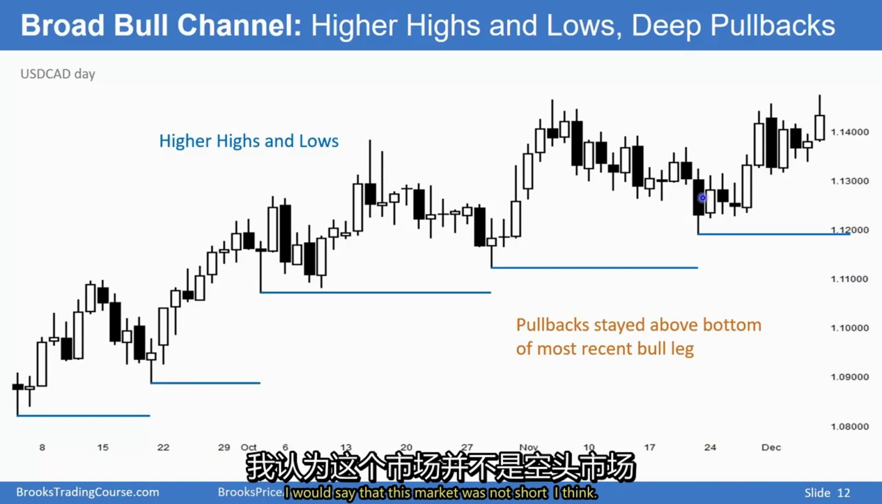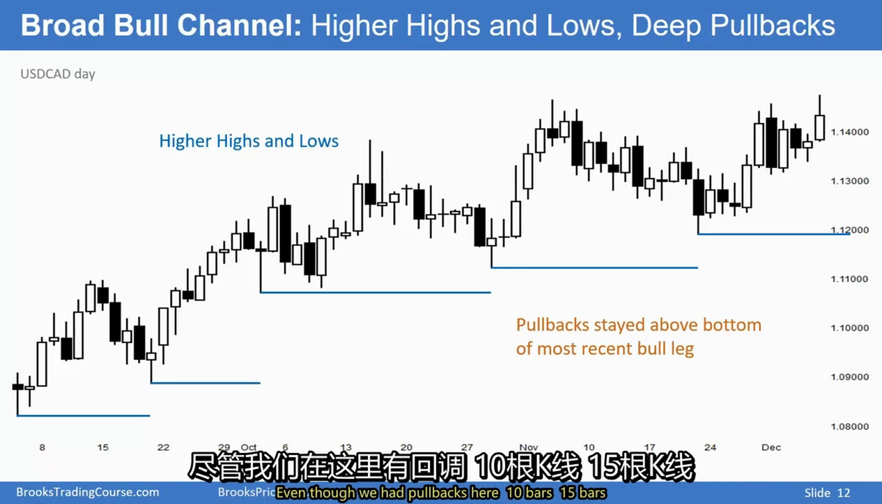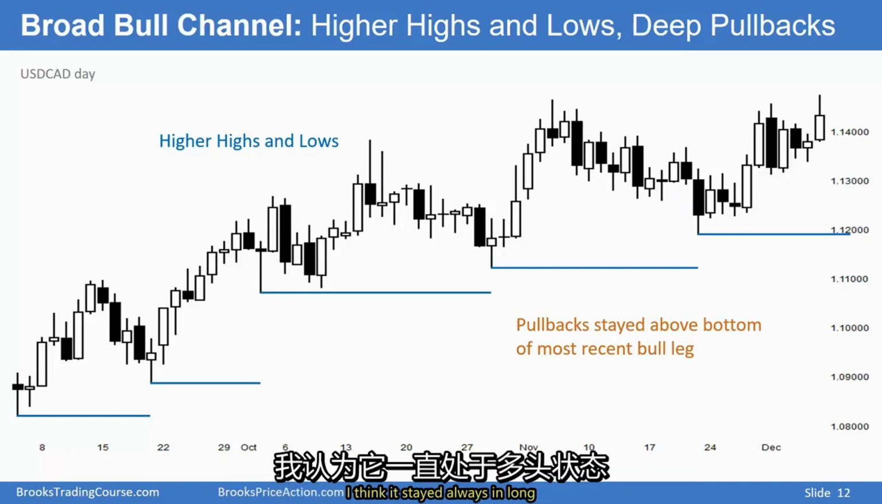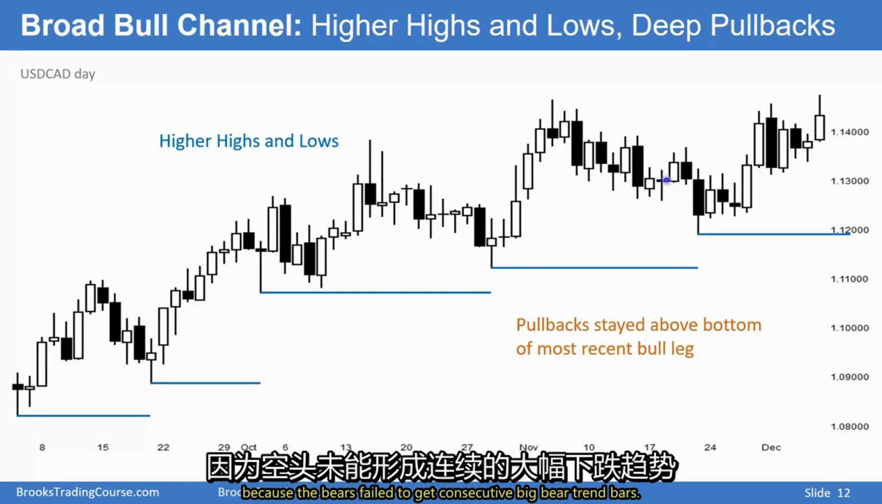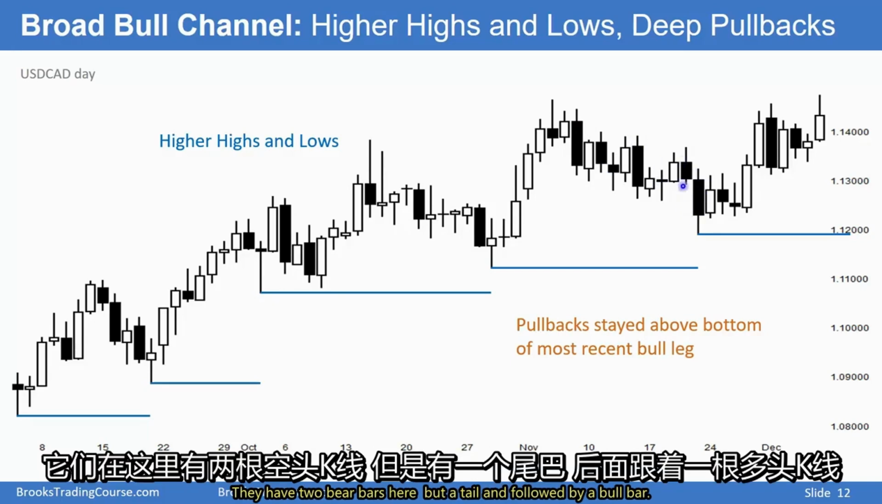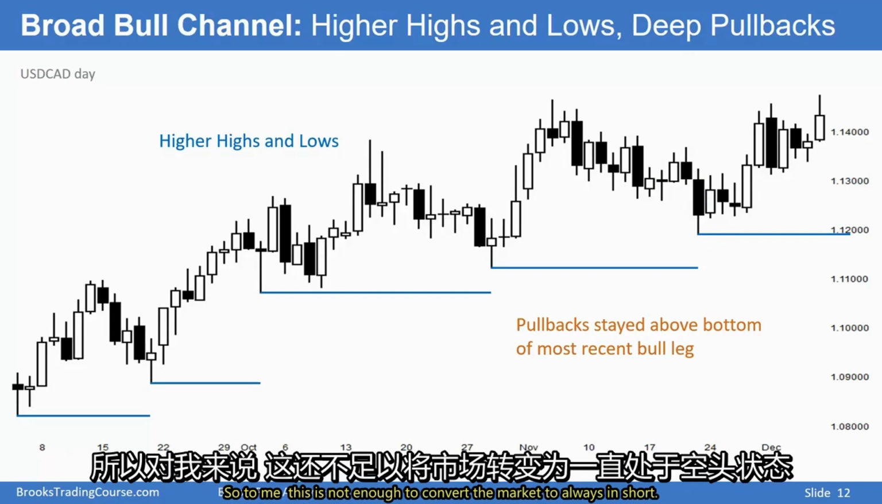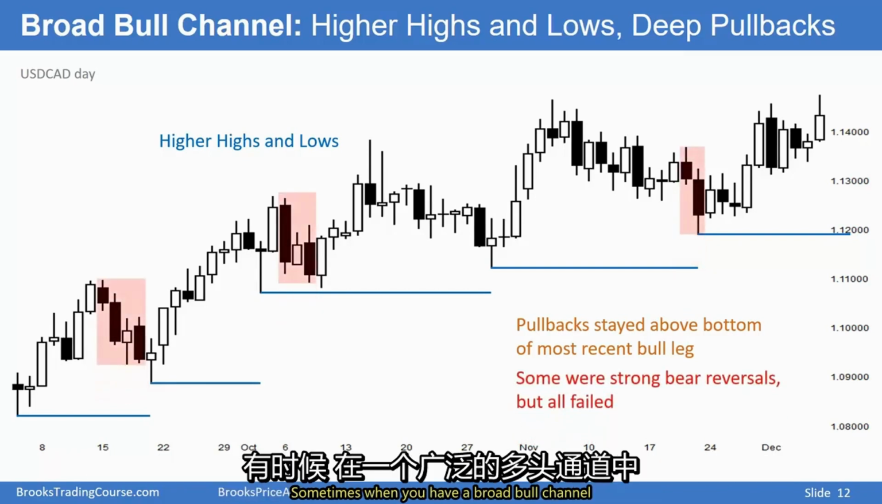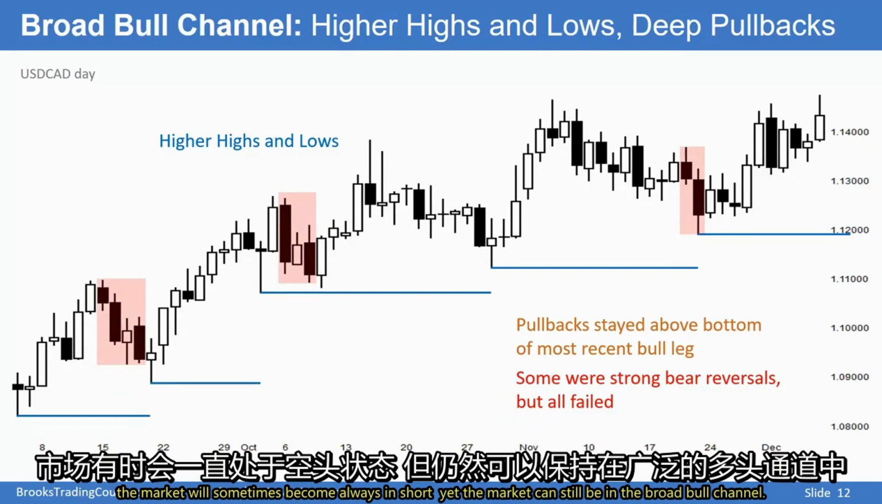I would say that this market was not short. I think even though we had pullbacks here, 10 bars, 15 bars, it stayed always in long because the bears failed to get consecutive big bear trend bars. They have two bear bars here, but a tail and followed by a bull bar. So to me, this is not enough to convert the market to always in short. Sometimes when you have a broad bull channel, the market will sometimes become always in short, yet the market can still be in the broad bull channel.